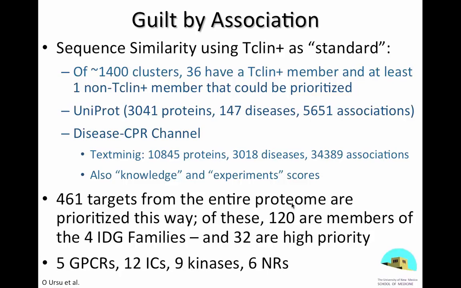So one example I'm going to show right now is, recall that we have about 600 targets that are classified as T-clean plus, meaning they're associated with mechanism of action. And then if you look at the entire proteome, just at high sequence fidelity, we have about 32 targets that we prioritized. And those come from clustering with similarity and T-clean plus, as well as strong disease associations.